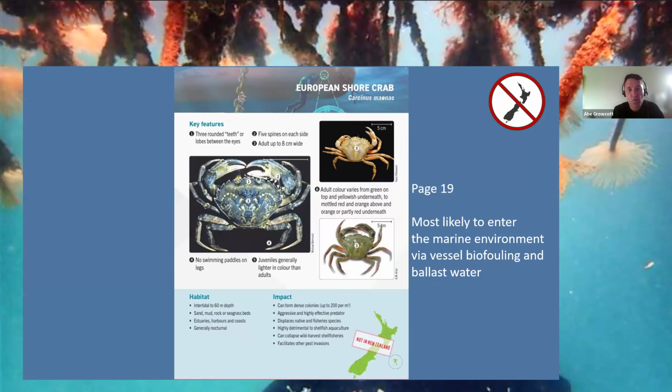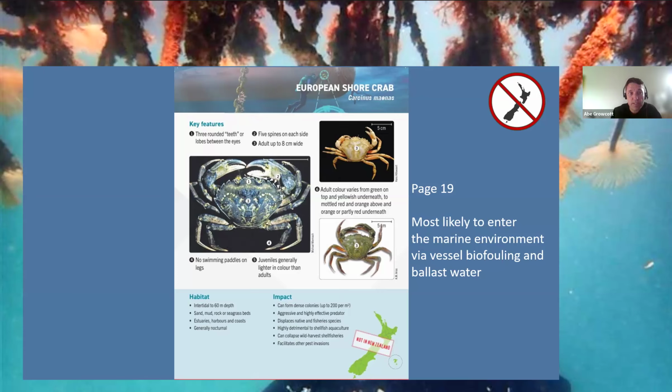Moving on to the European shore crab. So page 19 of the Pest ID guide. This is quite a small crab. It's only up to 8 centimeters wide. We've got a picture and a few slides showing the densities they can get up to in an invaded range, and it's pretty outrageous. So these guys are really small.